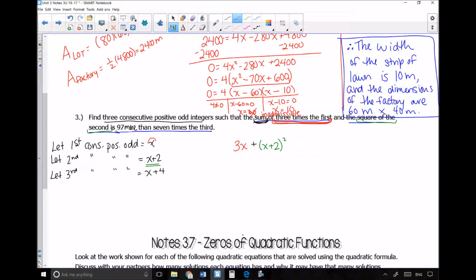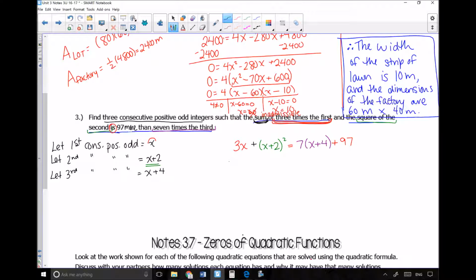Then it says is, so this word right here means I'm going to have to write down equals 97 more than 6 times the third. So 7 times the third. So I have to take this 7 times the third first. I'm going to translate that. So I'm going to do 7 times x plus 4, and then I'm going to do 97 more than that. So I'm going to write plus 97. And that's my equation that I'm going to solve.